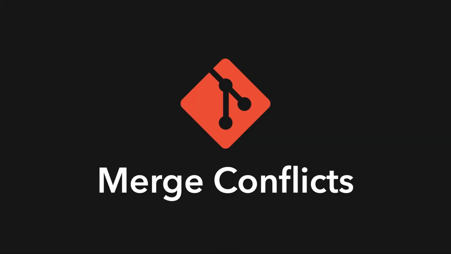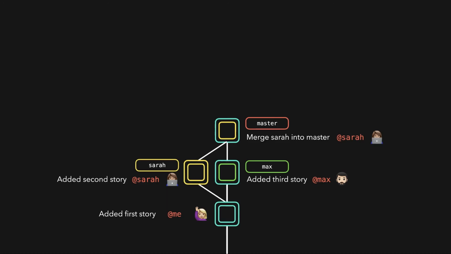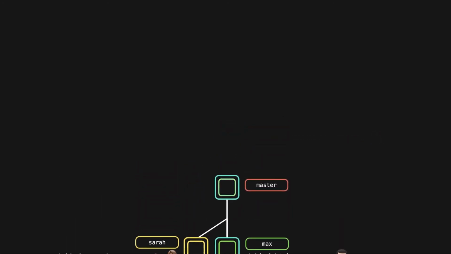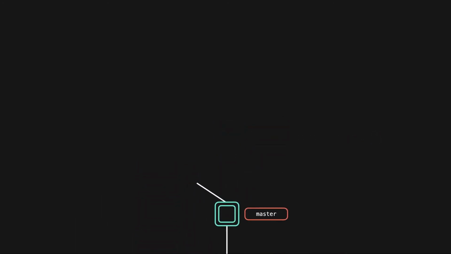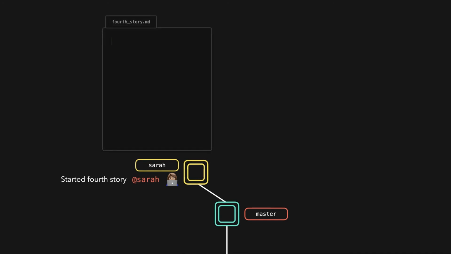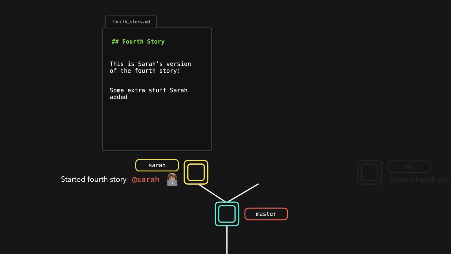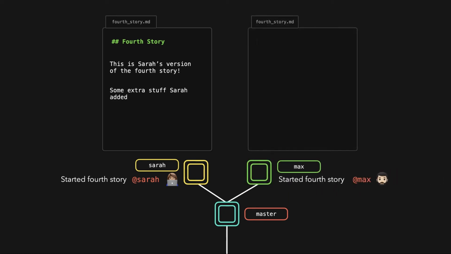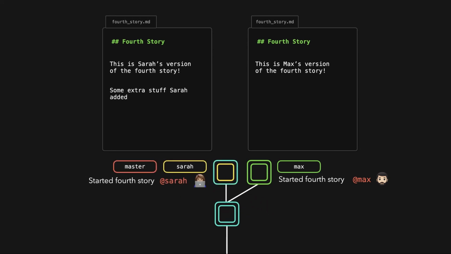In most cases, Git is smart enough to know how files should be modified when we're merging branches. However, that's not always the case. Imagine that Sarah started working on the 4th story. But she didn't communicate this with Max, so Max also started working on the 4th story. Sarah was a bit quicker though, and merged her changes back into master. Max now wants to go ahead and merge his change into master as well.